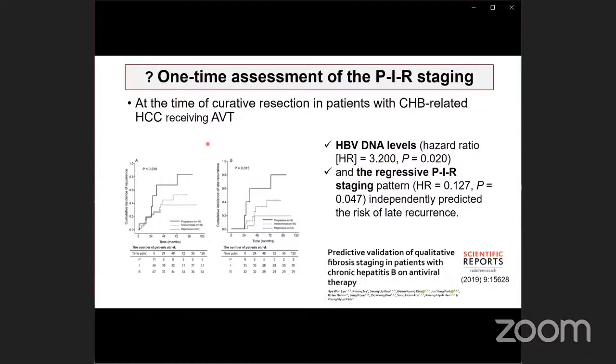We also evaluated one-time assessment of PIR staging. In clinical practice, two biopsies is very hard and almost impossible. So we checked the significance of one-time assessment. At the time of curative resection of hepatitis B viral HCC patients receiving antiviral treatment, we evaluated PIR staging, and we found that the cumulative incidence of late recurrence is related to the regressive feature of the PIR staging pattern, and the HBV DNA levels are also related. So one-time assessment of PIR staging can predict the outcome of hepatitis B viral patients.